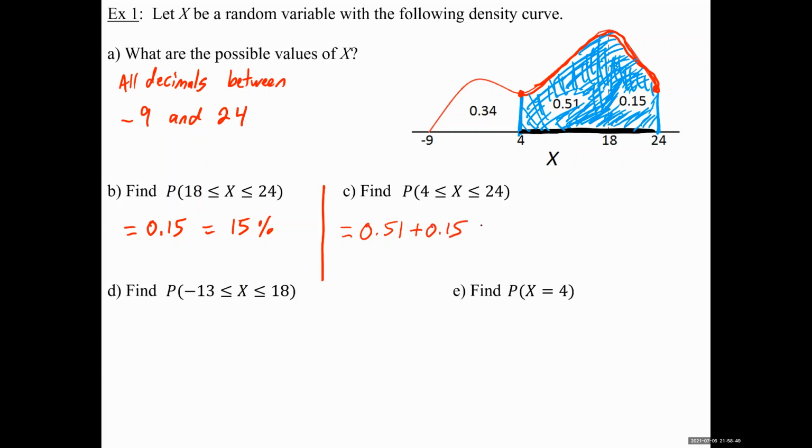We'll go ahead and write that down. So the answer is 0.66. And again, you can leave the answer like that unless I ask you to explain the meaning, which in this problem I will. So I'm going to change it to 66% so we can explain the meaning later. Okay, that's part C. Any questions on part C?